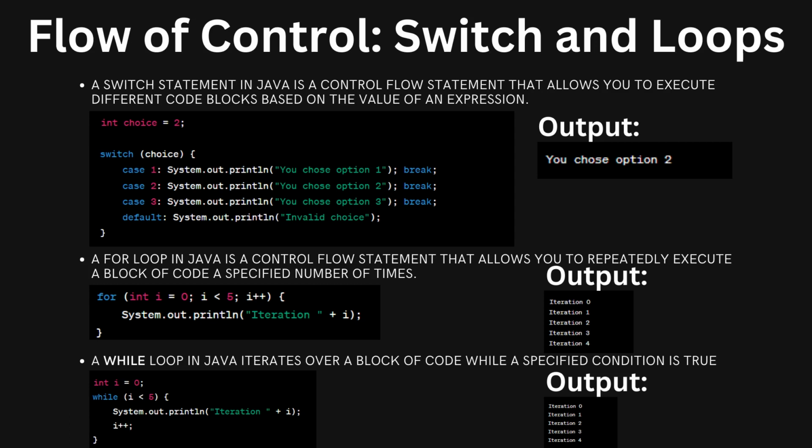So when we're running this code, what we're going to have in the output is iteration 0, 1, 2, 3, and 4 being printed out. But we don't have 5 being printed out because in our for loop right here, it says i less than 5. It doesn't say i less than or equal to 5.